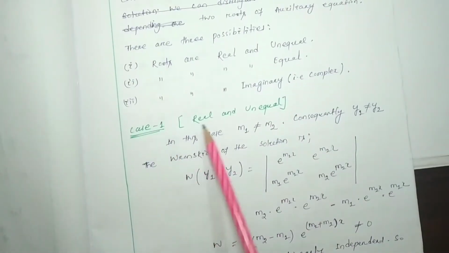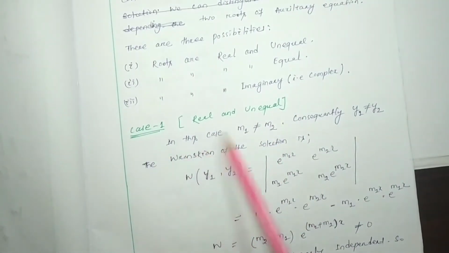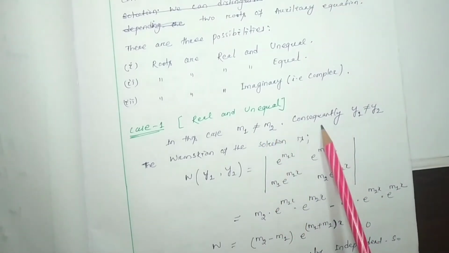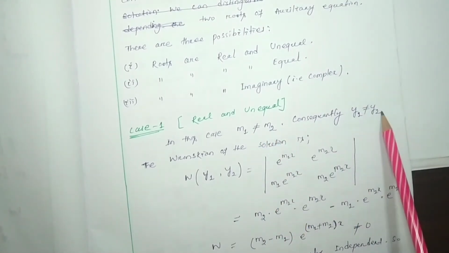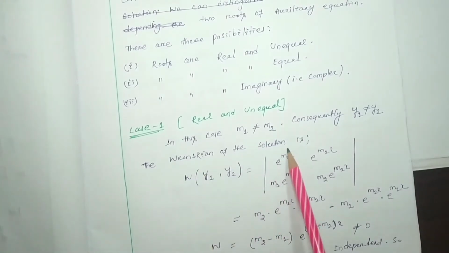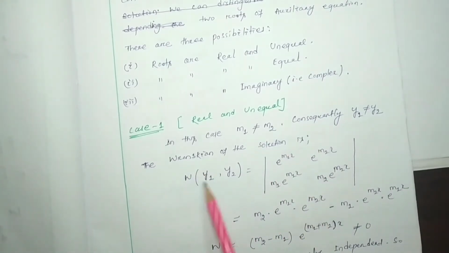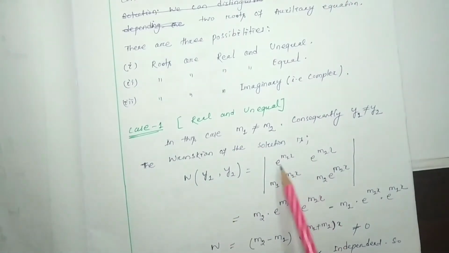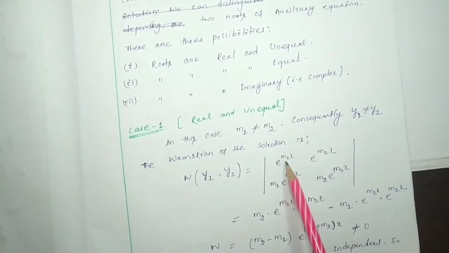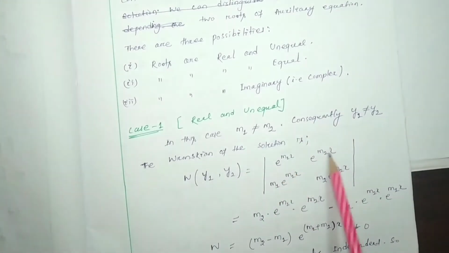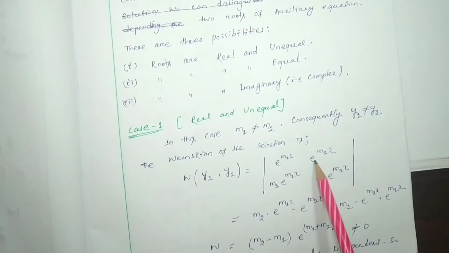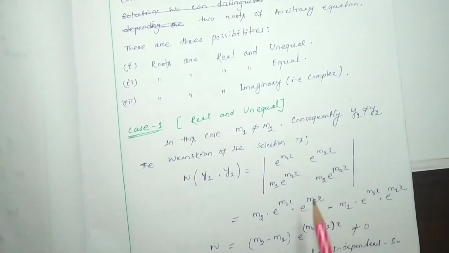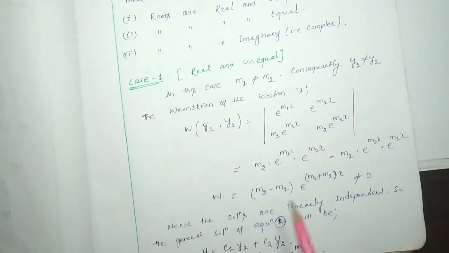First we have to consider real and unequal. In this case m1 and m2 both are not equal, m1 not equal to m2, consequently psi1 not equal to psi2. Now the Wronskian of the solution is W of y1, y2. We know that it will be the determinant of e to the m1x, e to the m2x, and their corresponding first derivatives, and we find that the Wronskian will be not equal to 0.